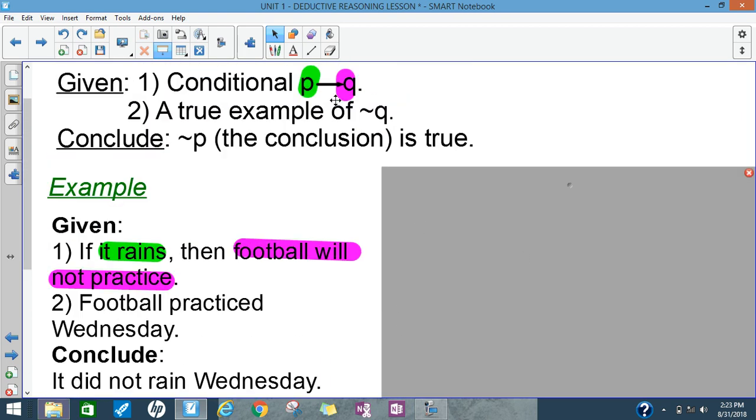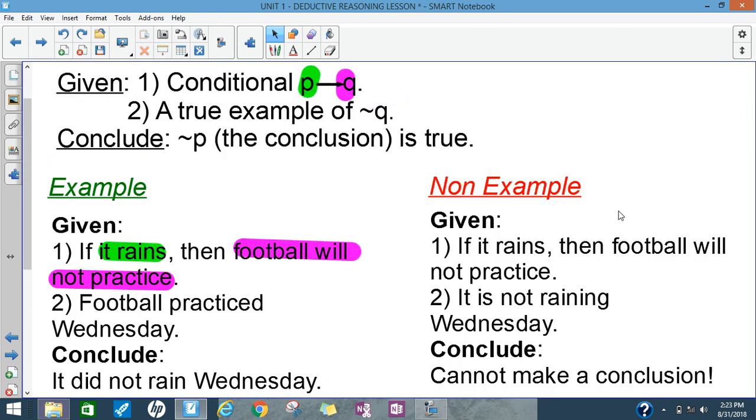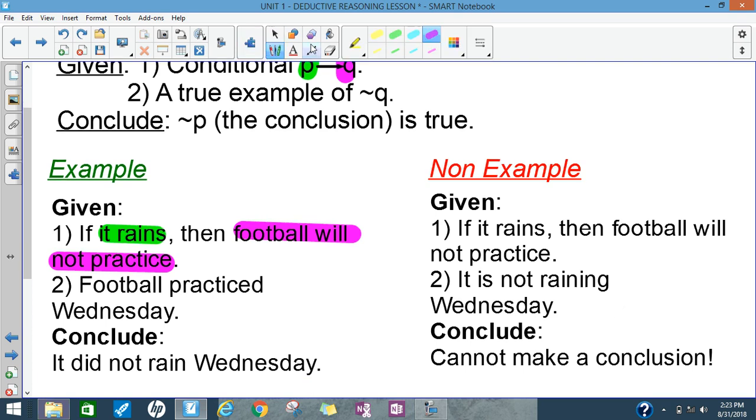So just like the other ones, we have to follow the law just the way it's written. So if it's written in a different way, we can't draw any conclusions. So if we have it raining and football not practicing, and then our example is it's not raining Wednesday, well, that's an example of not P. And that doesn't follow the law. In order to follow the law and make a conclusion, we need an example of not Q. And so since we have a not P, the opposite of it raining, then we can't make any conclusions here.